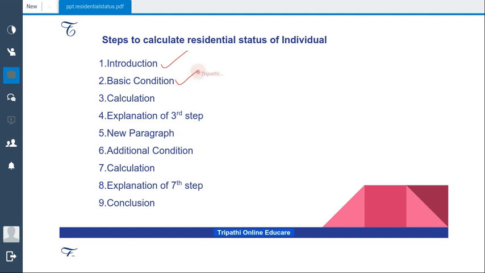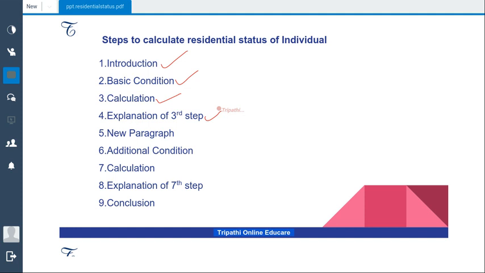Second step, basic condition. Those two basic conditions, that is residing 182 days or more in India during the previous year, or residing 60 days or more in India during the previous year and residing 365 days or more in India during the 4 preceding previous years, you will have to mention here. In the third step, you will have to calculate and check whether he is fulfilling the basic condition or not. In the fourth step, you will have to explain the calculation of the third step.